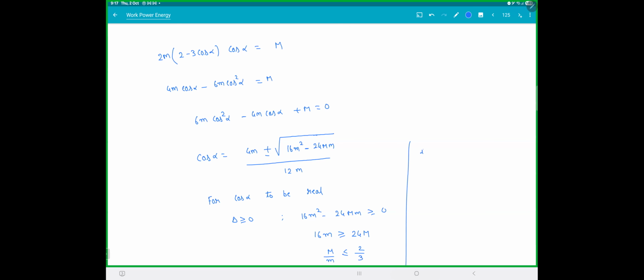That means in the reverse, if you think about this, if M by m is greater than 2 by 3, the pipe will never lift off the ground. That is how you can interpret. Have a look at this. Clear with this?